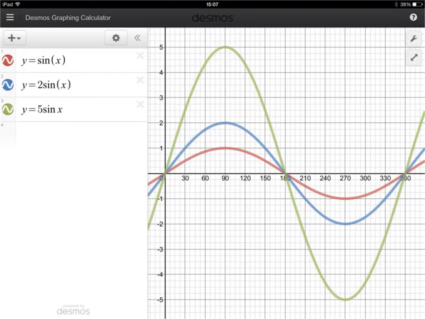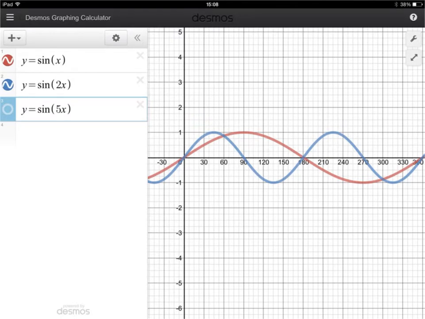Remember we said the amplitude is how high the graph is from the x-axis. It's halfway the distance between the maximum and minimum. So the amplitude of sine x is just 1, because the distance between the x-axis and the top of the graph is 1. On the blue one, the amplitude is 2, and on the green one, the amplitude is 5.